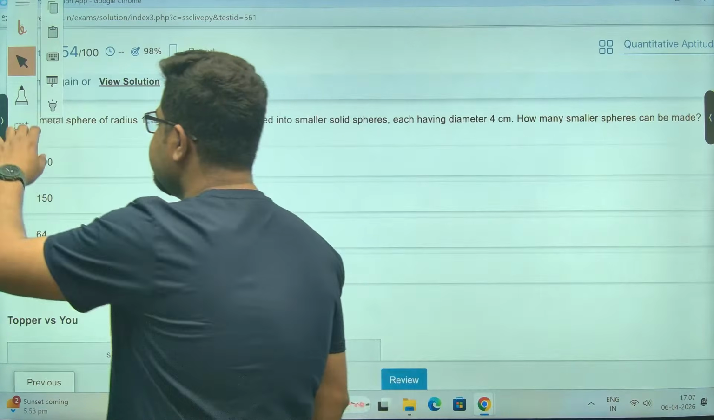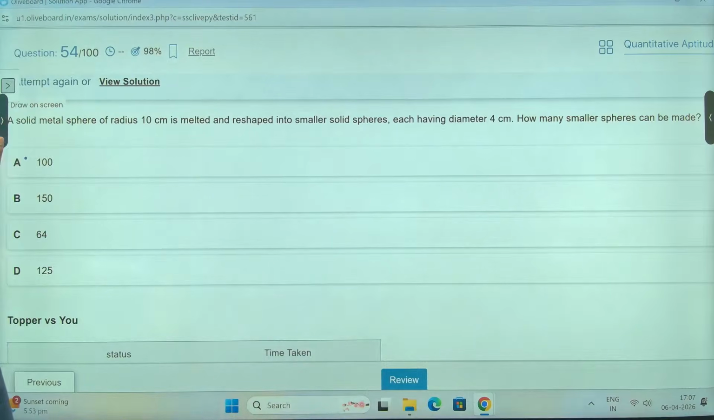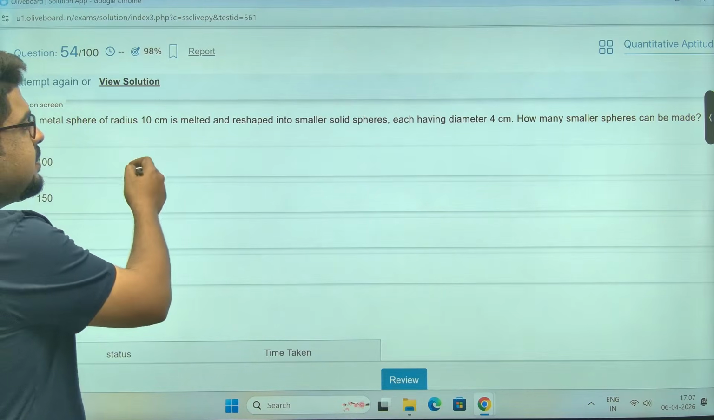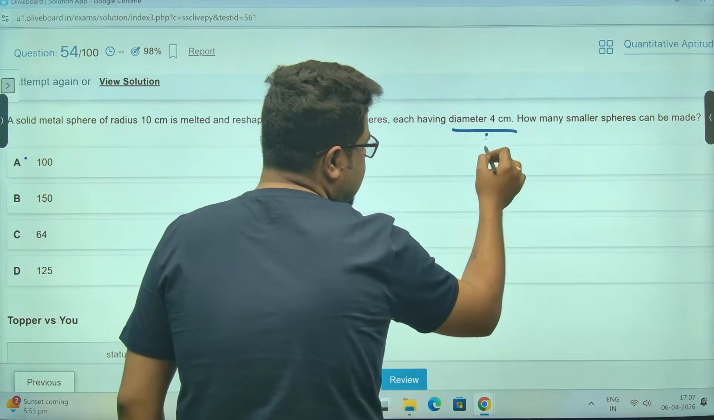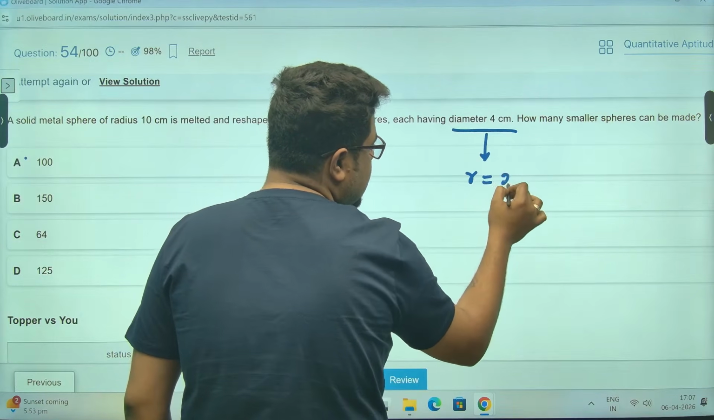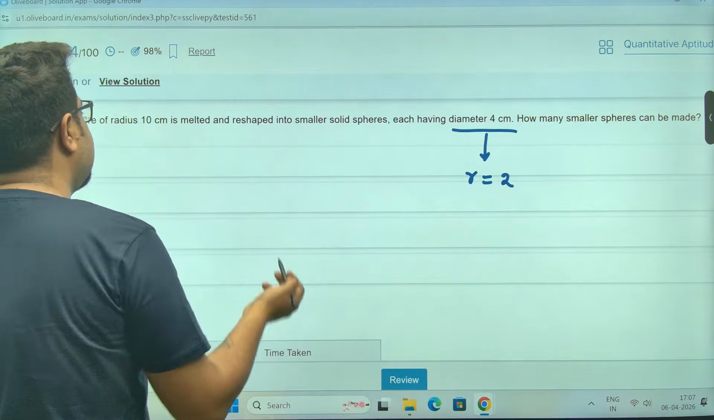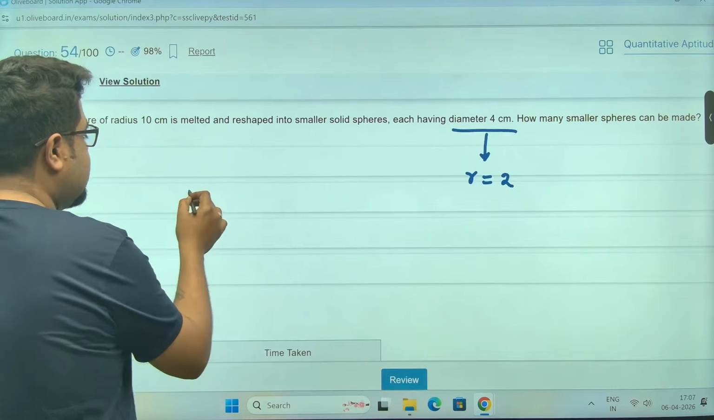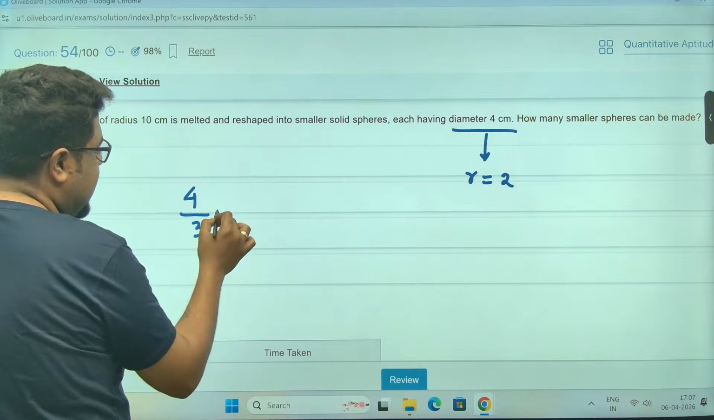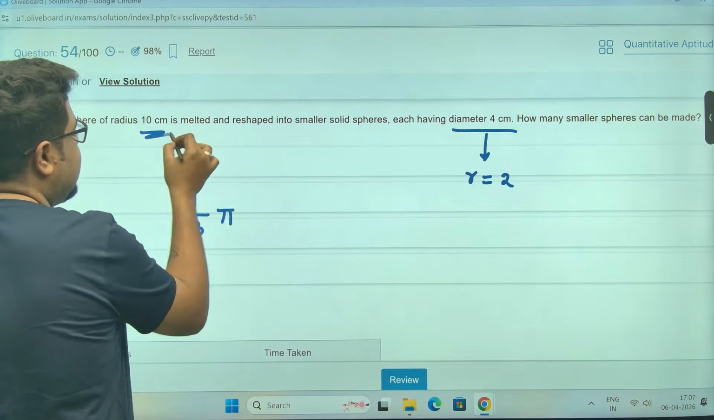Let's see. A solid metal sphere of this much is melted and recast. Diameter 4, meaning radius is 2. How many spheres? Again, 10 cube by 2 cube, 125 will be the answer. But if you want to know, the volume is 4/3 pi r cube, where R is the radius 10.